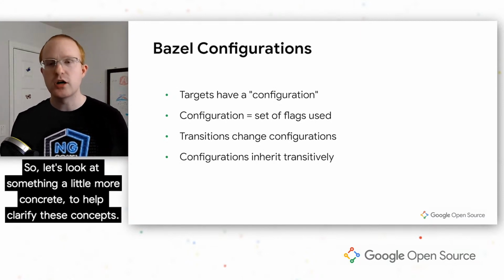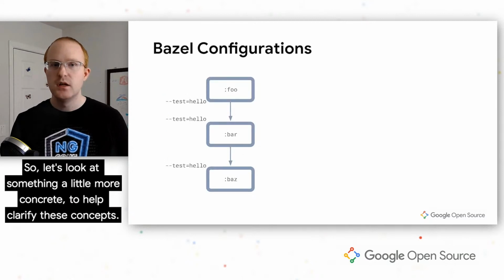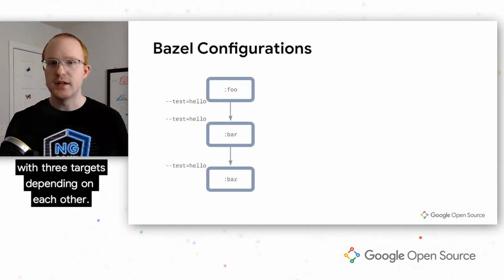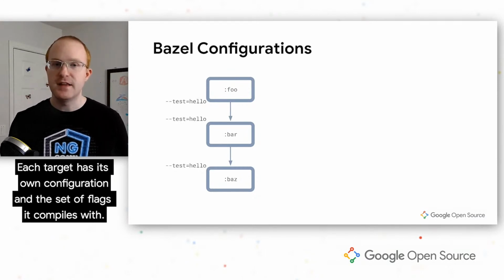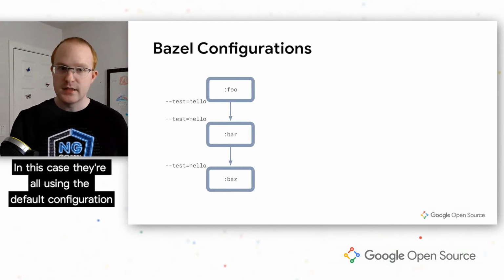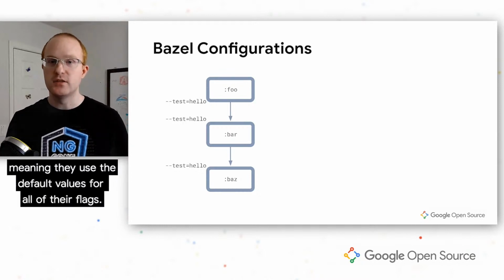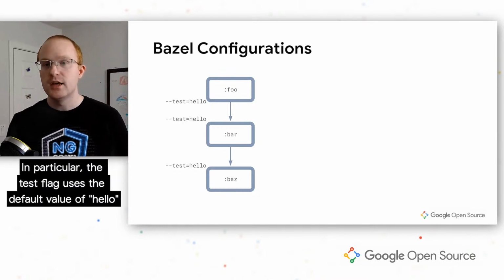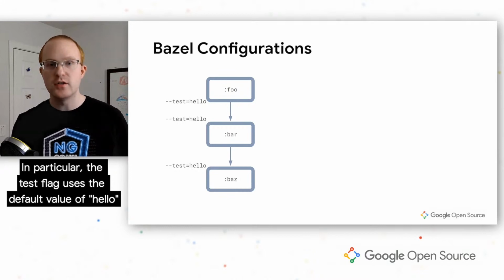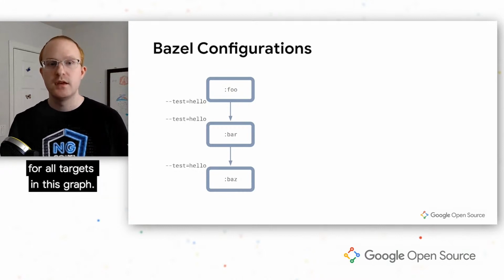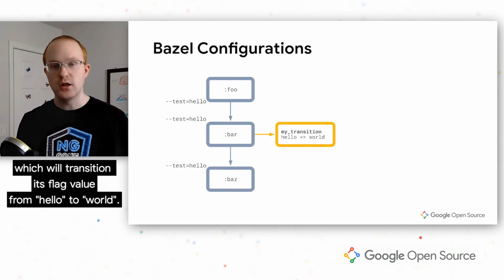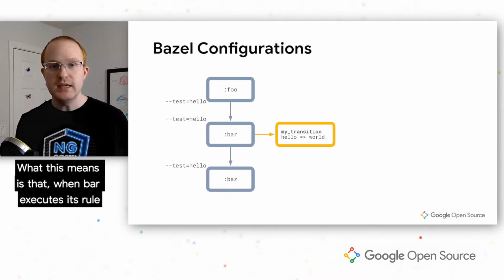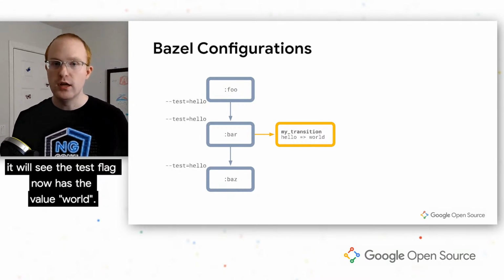So let's look at something a little more concrete to help clarify these concepts. First, let's consider a simple build graph that has three targets depending on each other. Each target has its own configuration and the set of flags that it compiles with. In this case, they are all using the default configuration, meaning that they use the default values for all of their flags. In particular, the test flag uses the default value of hello for all targets in this graph. We can introduce a transition to the bar target, which will transition its flag value from hello to world. What this means is that when bar executes its rule, it will see the test flag now has the value world.